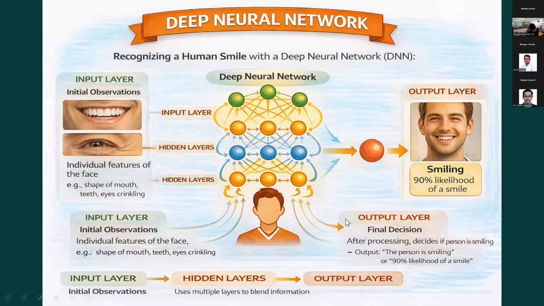Then deep neural network, as I said earlier, has layers of network to mimic as close as possible your natural brain thinking.